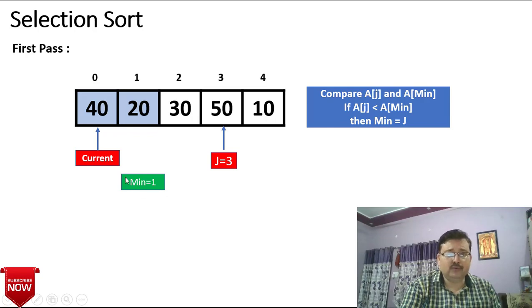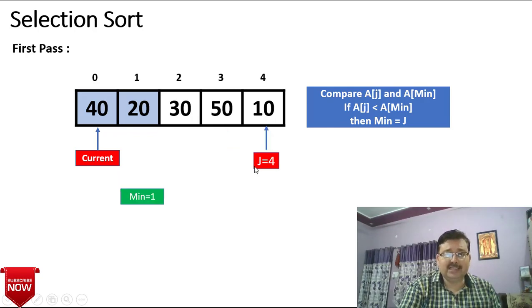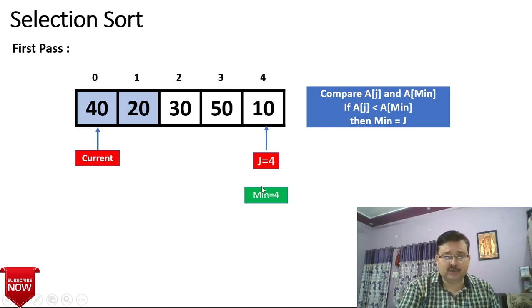Now shift j to 4. Now j is 4 and a4 is 10. Now is 10 less than the minimum, that is 20? Yes. Now change the minimum to 4 because j is 4. So when we change the minimum, it is shifted to this position.